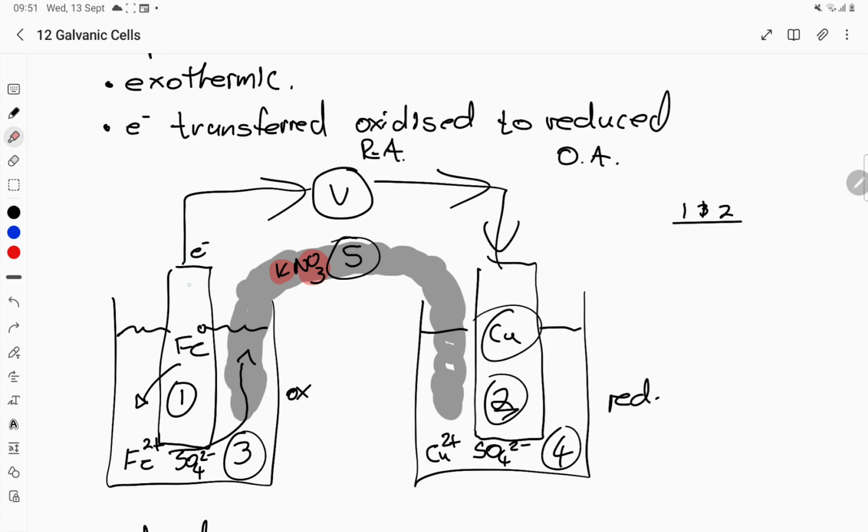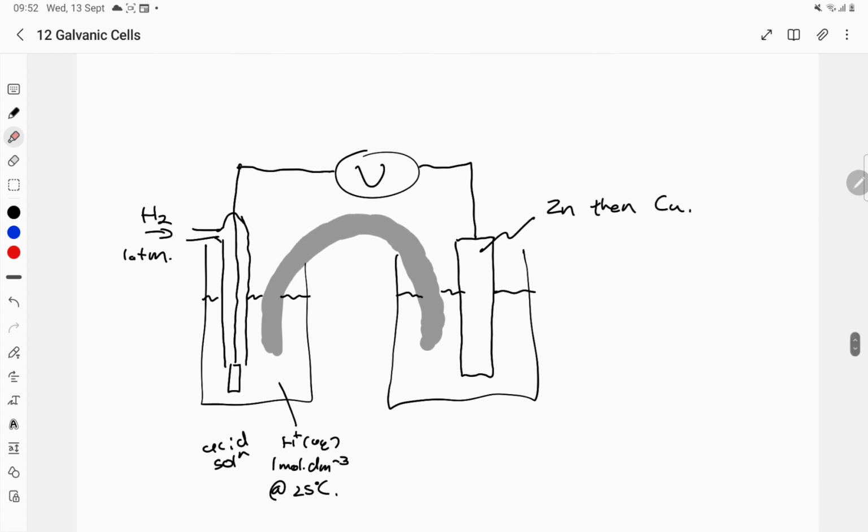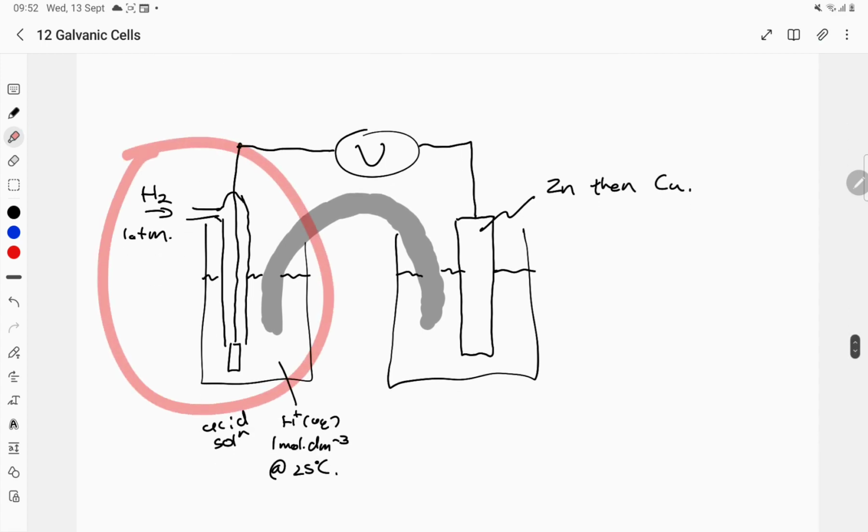So again, where it's being oxidized, or where the reducing agent is, is where the electrons will form. So it will always go from the electrode being oxidized to the electrode being reduced. Okay, so let's take a look at the standard hydrogen electrode. It is just this little piece here, the electrode, the one half cell.